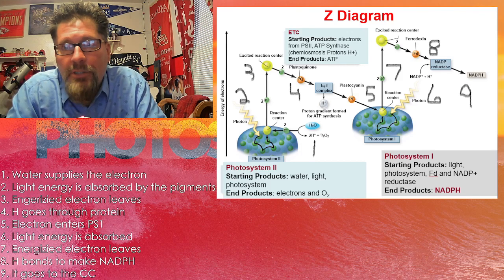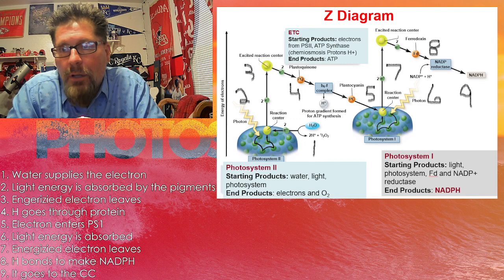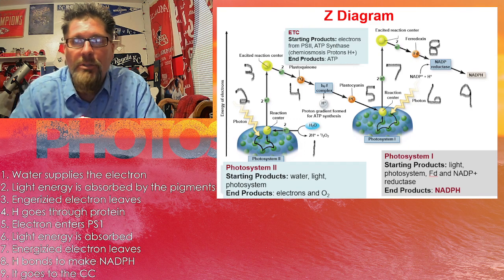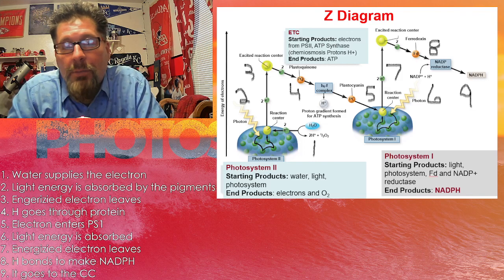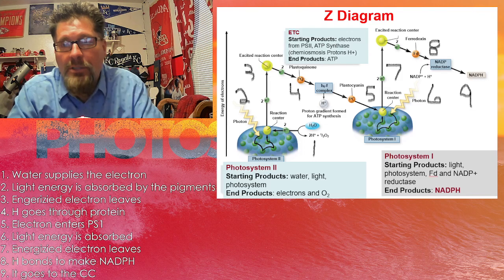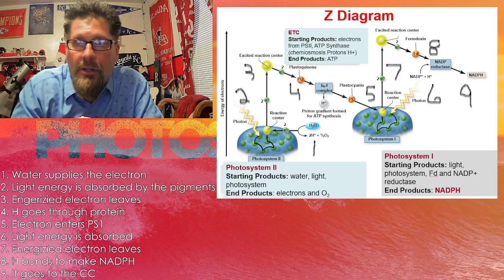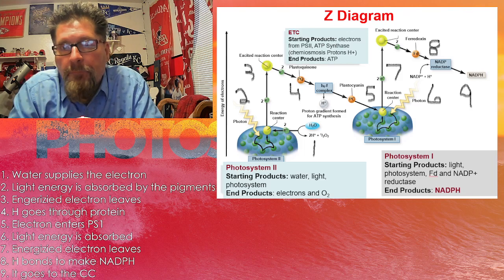But starting at step number 1, it's at the bottom, obviously, and it's just to the right of the first photosystem, this photosystem 2, and that is water is supplying the electron for this process, and that electron goes to the reaction center, the little yellow ball in there.